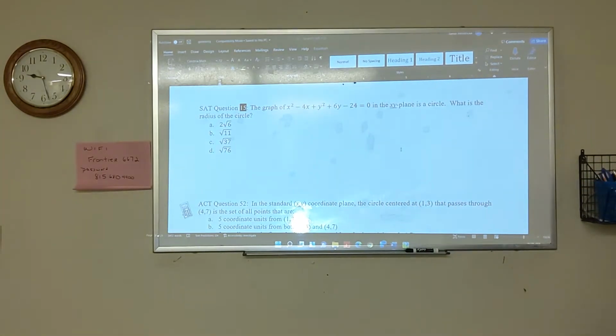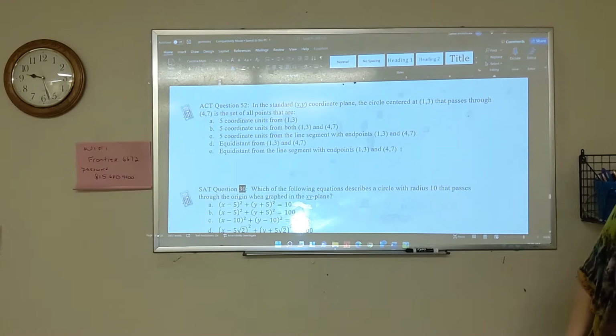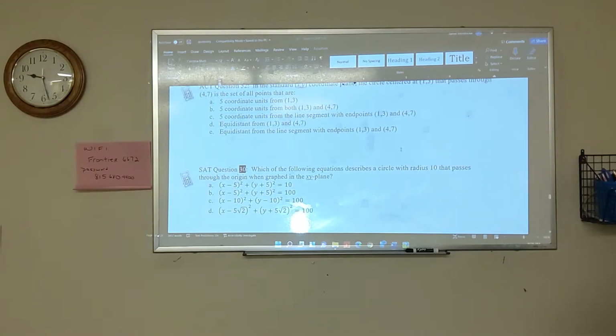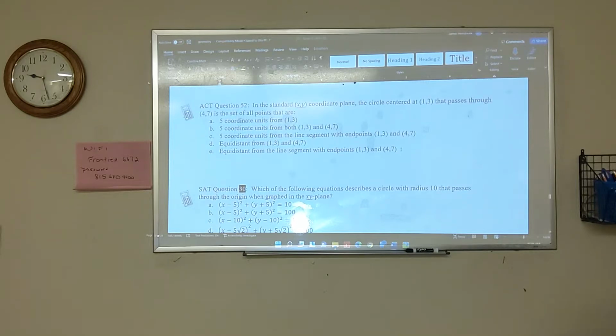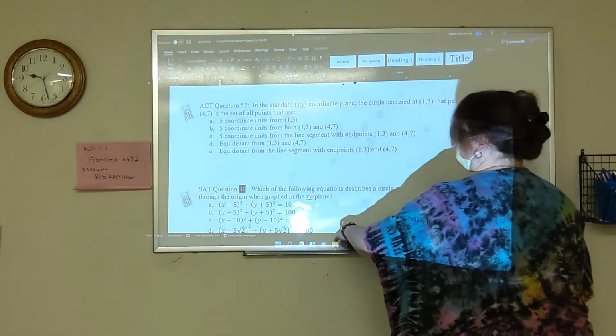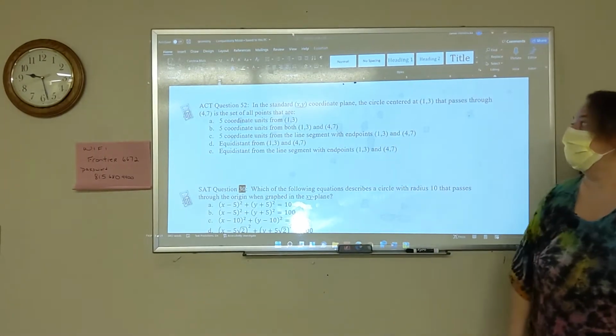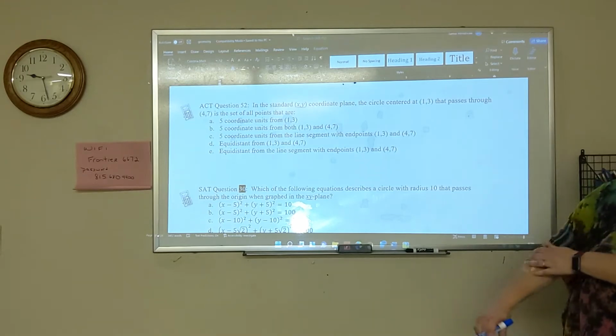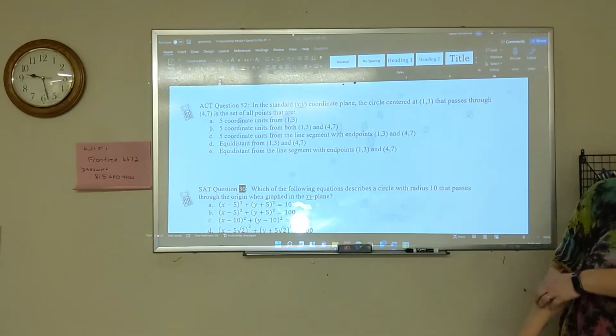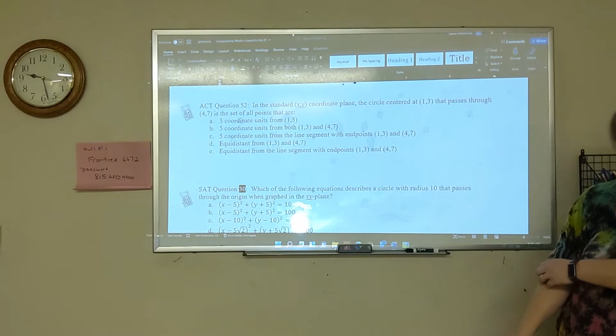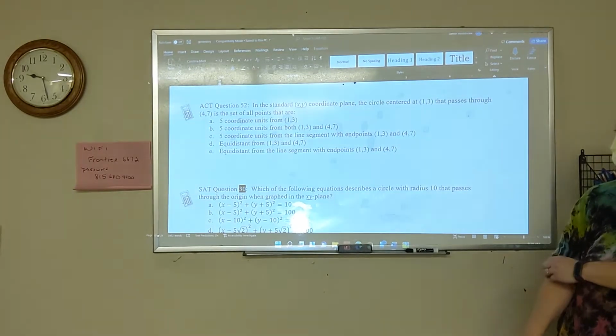All right, next up is an ACT only problem. So this is an ACT only problem, and it has to do with the standard definition of a circle. So, the standard definition of a circle actually goes exactly how this is written. In the standard xy coordinate plane, the circle centered at 1, 3 that passes through 4, 7 is the set of all points that are something.